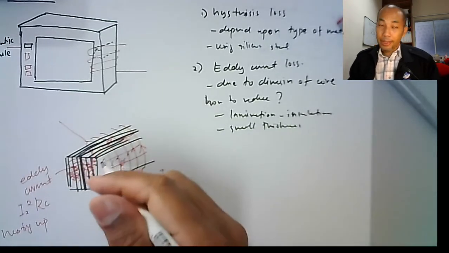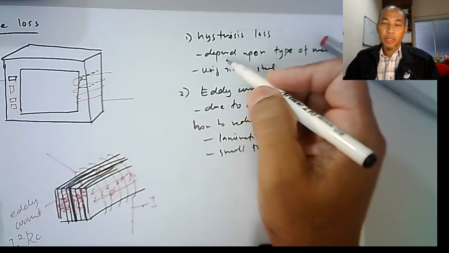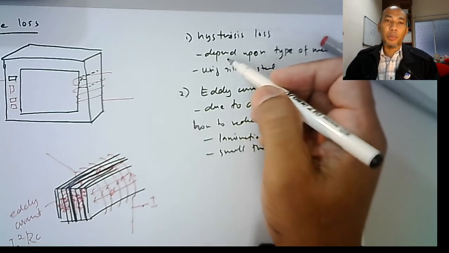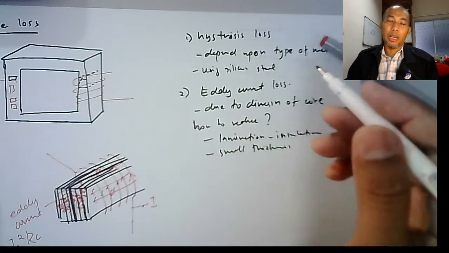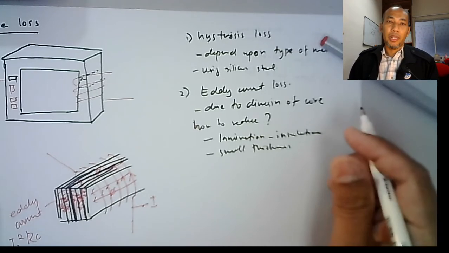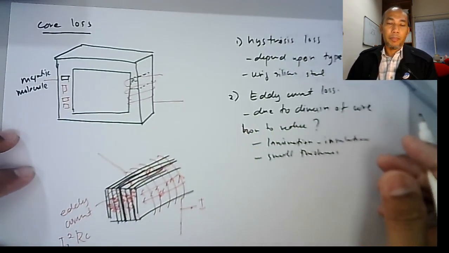When we reduce eddy current and also reduce hysteresis loss, we can reduce the losses of the transformer. So the output will be increased because the loss is reduced. That's all for core loss of the transformer. Thank you.